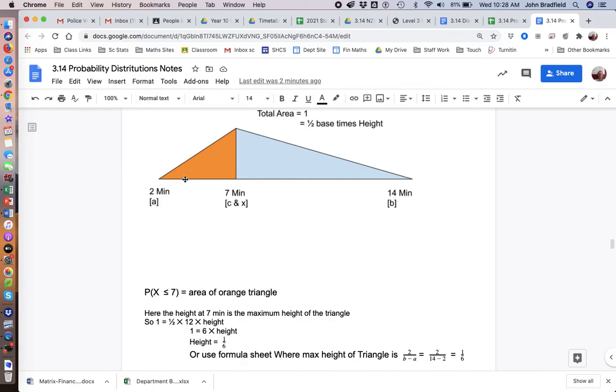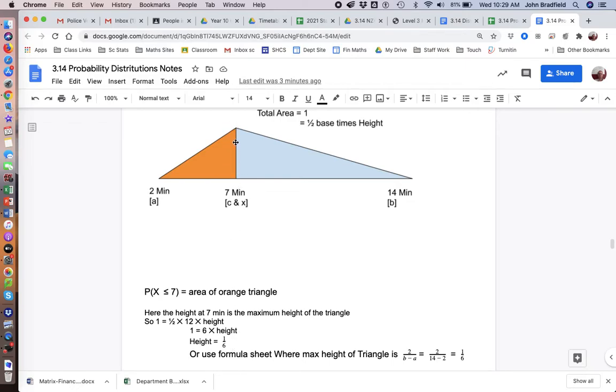So it's the orange area of the triangle. To work out that area, we need to know the height. We know the base, 2 to 7 is 5, so that's not a problem. But we need to know the height. So first of all, we're going to use the idea that the area is 1, where the height at 7 is the maximum, so 1 equals half, which is for a triangle formula, times 12, which is the range, times the height. So we simplify that and we get the height to be 1/6. So the maximum height of the triangle is 1/6.